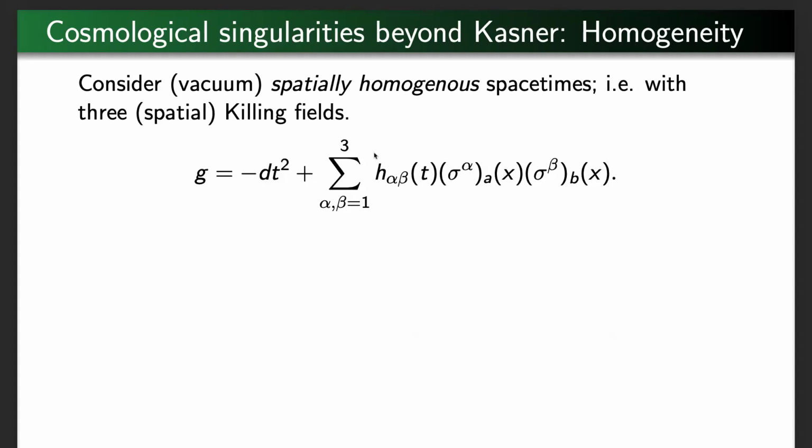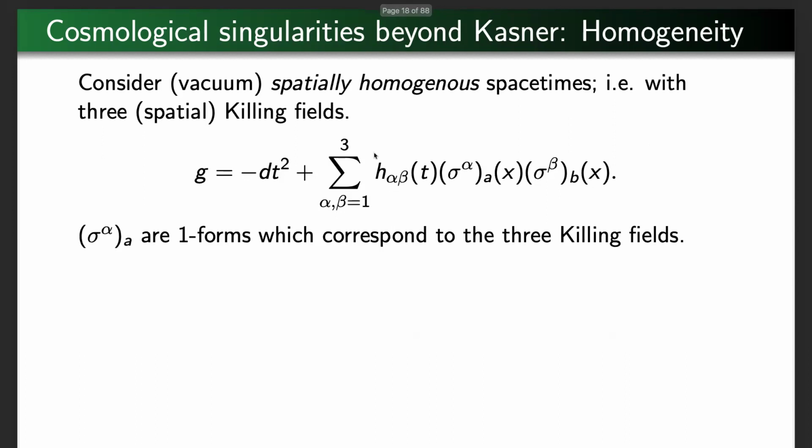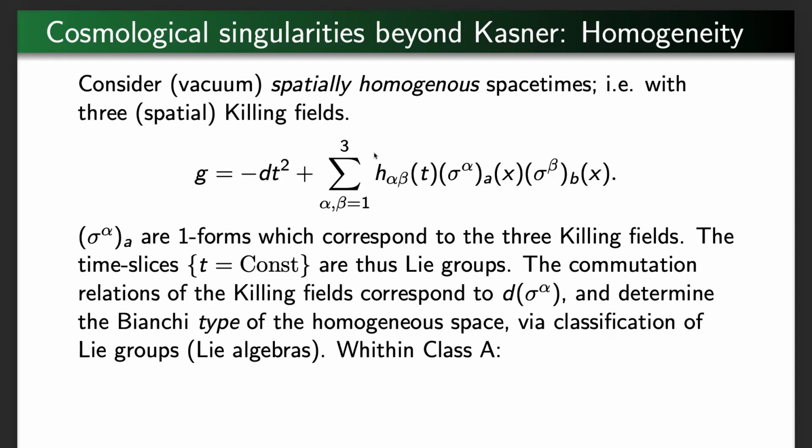One can seek to generalize this to say, I want homogeneous spacetime, so I want them to admit 3 Killing fields, but they need not commute. And a general form for this metric would be of this form, where the components would depend only on time. So there would be these 1-forms, or matrices, if you like, which see the 3 Killing fields. So the metric on each time slice is a Lie group.